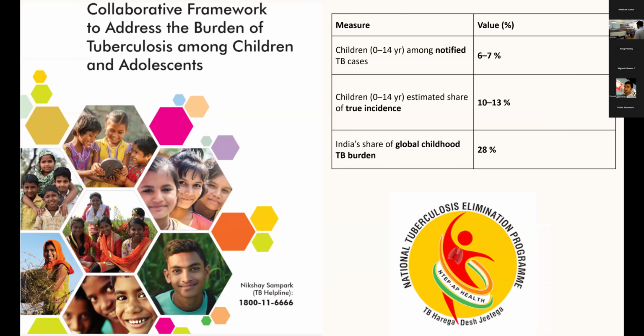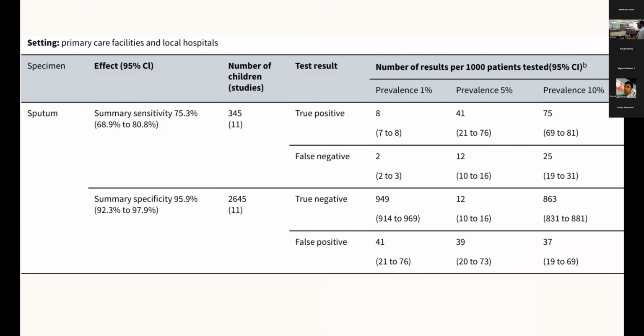So what is the prevalence? Now, this is actually incidence data. It's not exactly prevalence, but it's from the collaborative framework to address the burden of TB among children and adolescents and the NTEP. So this is the latest data I got. The notified TB cases are somewhere around 6 to 7%. There are two caveats for this. One is it still uses the old WHO definition, which is 0 to 14 years, whereas this review is looking at 0 to 9 years. The second thing is it's not exactly prevalence. They're looking at incidence. But using a rough estimate, they have estimated that the true incidence will be somewhere around 10 to 13%. So we can reasonably say that the prevalence will be definitely more than 10% in our population based on this data.